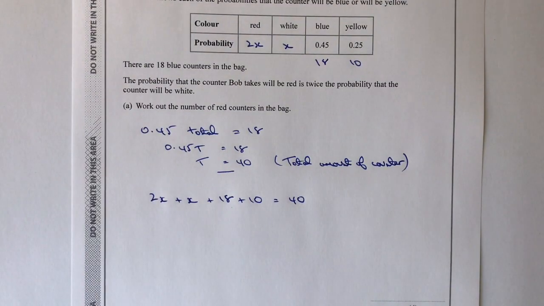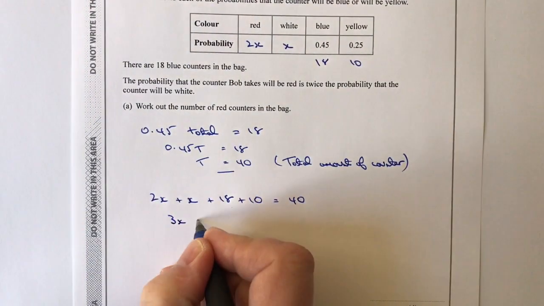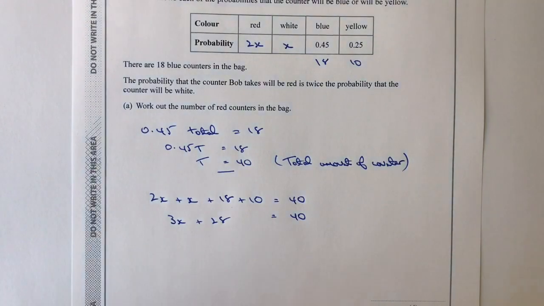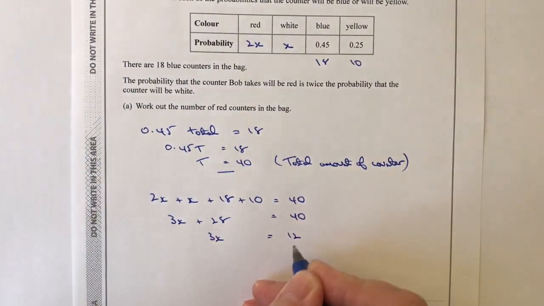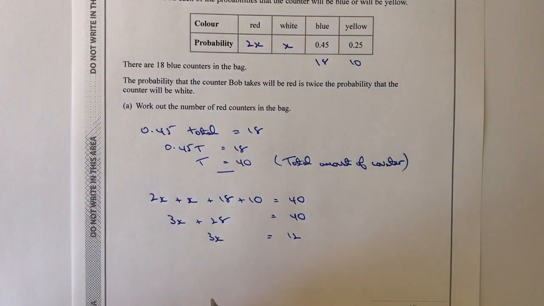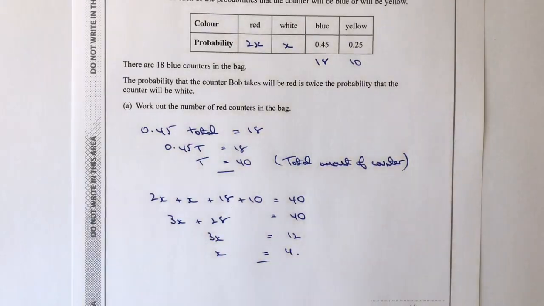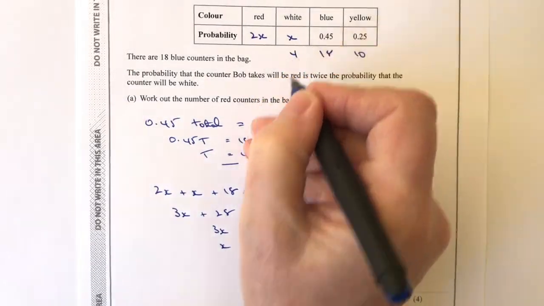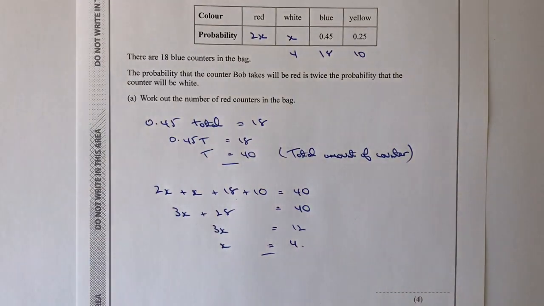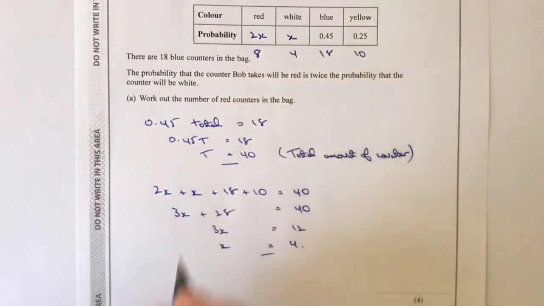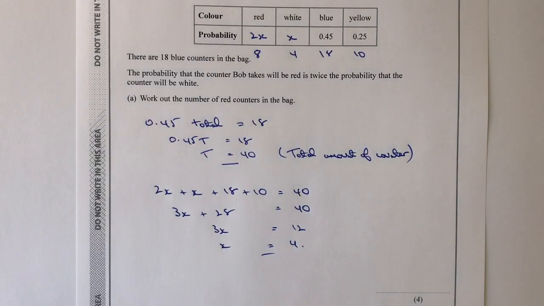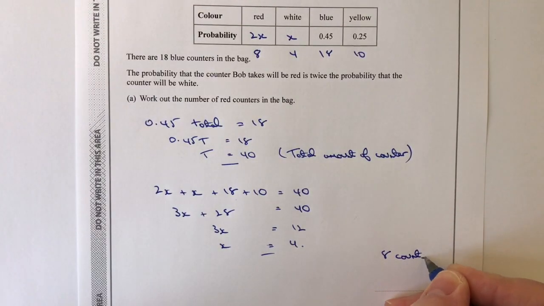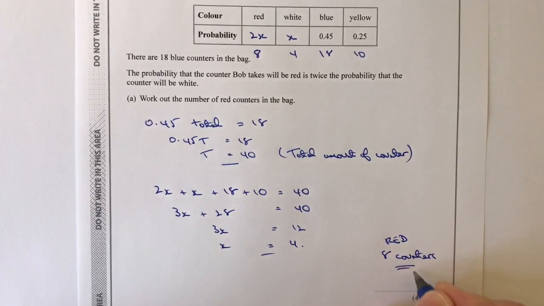If we tidy that up a little bit, I'm going to get 3x plus 28 equals 40. I'm going to minus 28 from both sides, so I get 3x equals 12. If I then divide through by 3, I get x equals 4. And that's a great bit of information, because if I know that x equals 4, it tells me that there must be 4 white counters, and because there's double the amount of red counters, there must be 8 of them. So in a very long answer to this question, the number of red counters is 8. Hope that's okay for you.